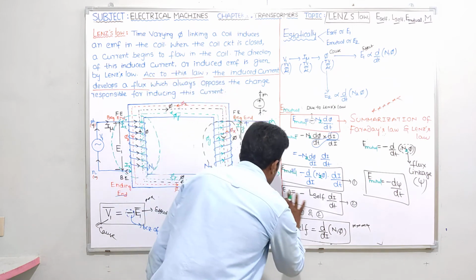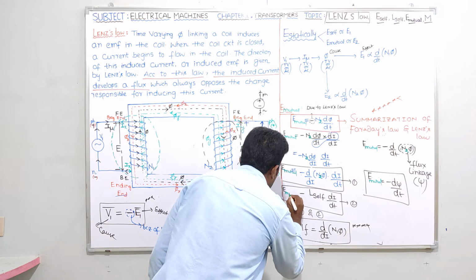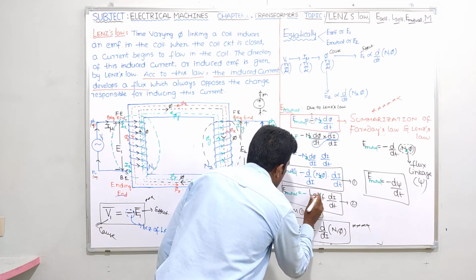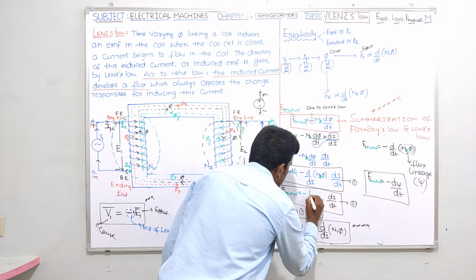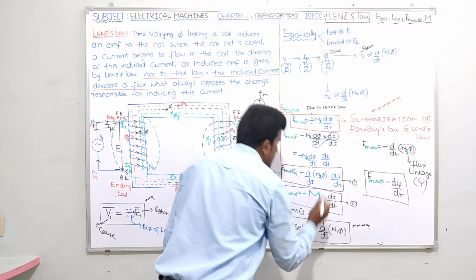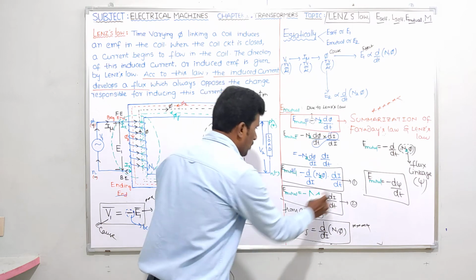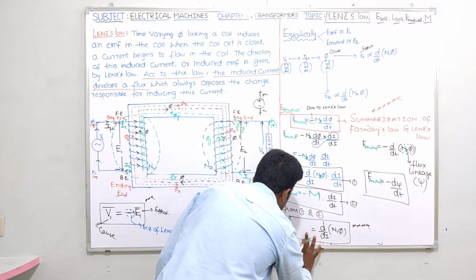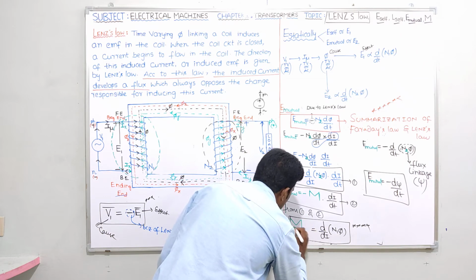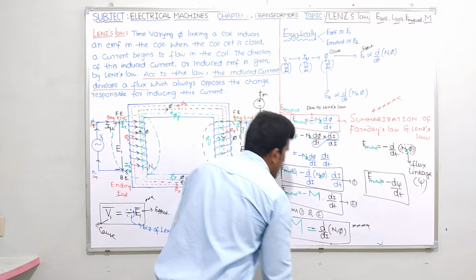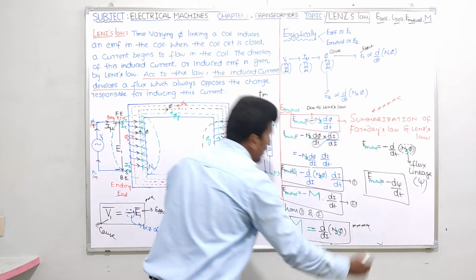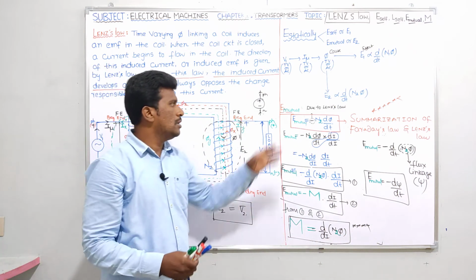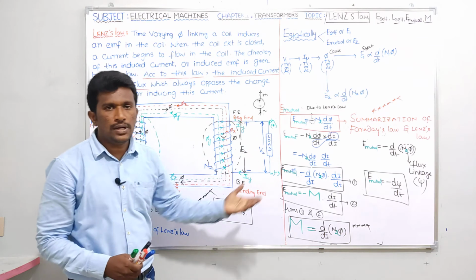Okay, and here E mutual is equal to minus M. I am writing M means what? Mutual inductance dI by dt. From 1 and 2, mutual inductance M is what? Mutual inductance M is nothing but M is equal to d by dI of N2 into Φ. So please, first of all, let me give definition for E mutual.